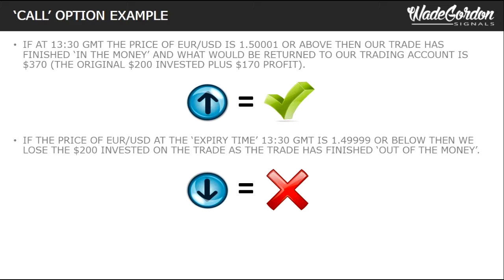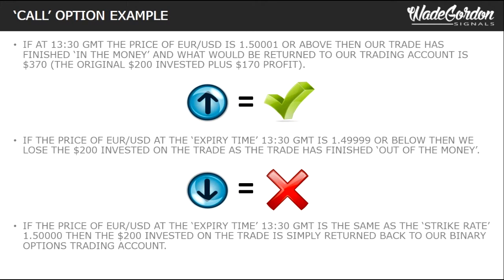If the price of Euro-US dollar at the expiry time 1330 GMT is 1.499999 or below, then we lose the $200 invested on the trade as the trade has finished out of the money. If the price of Euro-US dollar at the expiry time 1330 GMT is the same as the strike rate 1.50000, then the $200 invested on the trade is simply returned back to our binary options trading account.